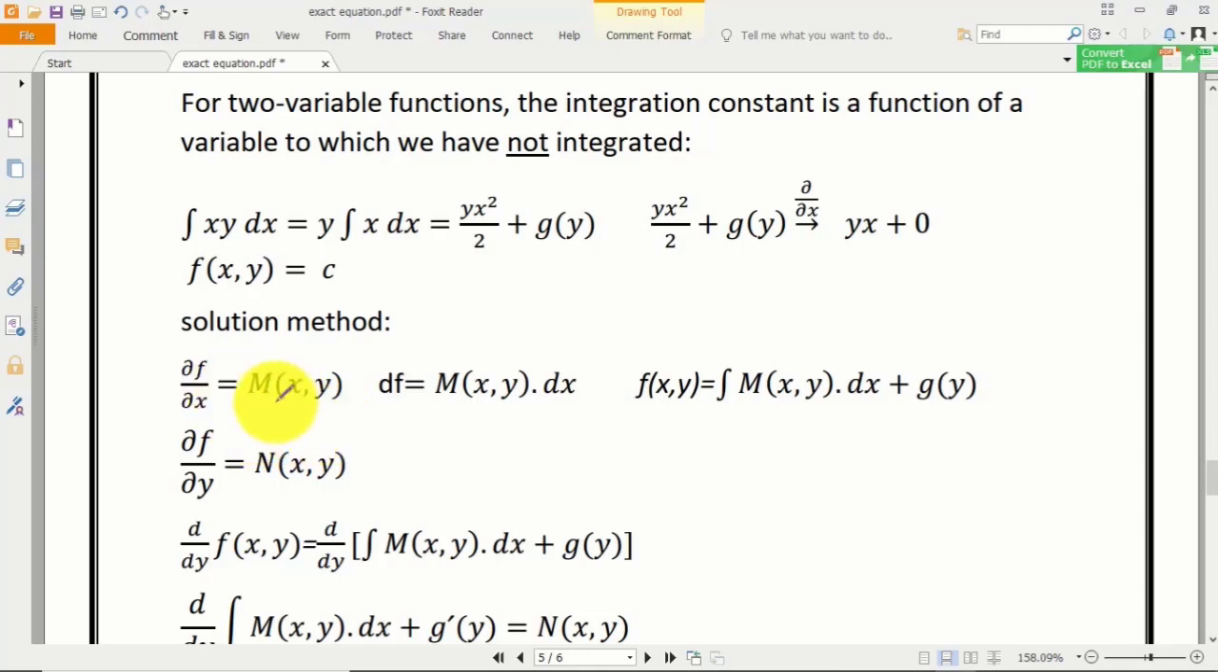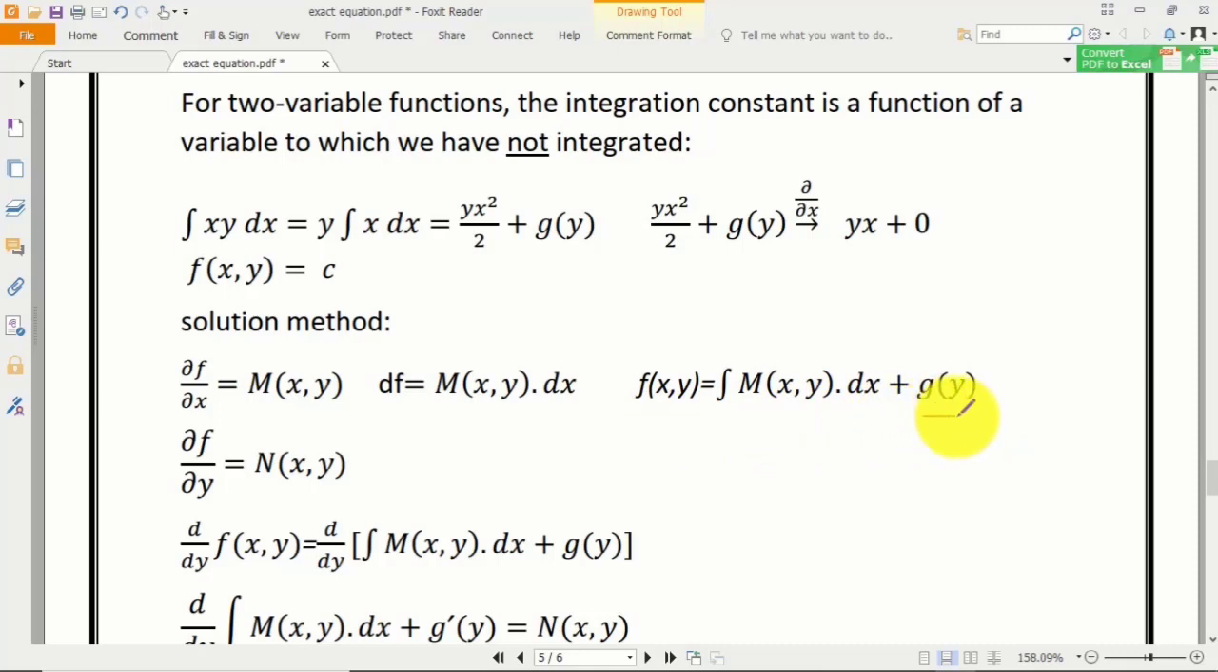That is the coefficient of the exact differential equation. By cross-multiplying, we arrive at df equal to M of x and y dx. By integrating both sides of this equation, we finally have the function f. And here we have f equal to the integral of M of x and y dx plus the constant of integration, g of y.